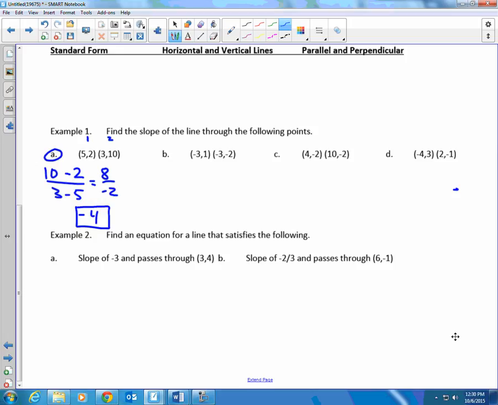All right, look at letter B. Is there a change in the x values? So if the x values don't change, that means that there's no run. And if there's no run, there's only rise. What kind of line is that? A vertical line which has an undefined slope.